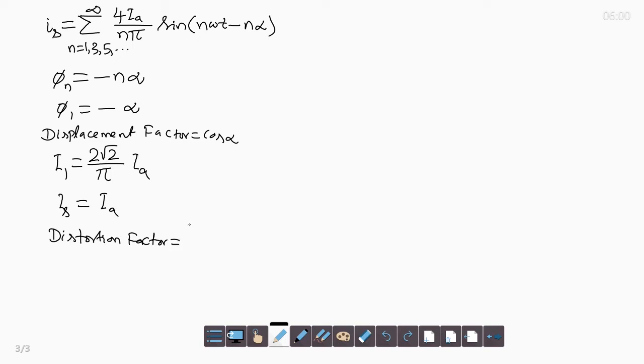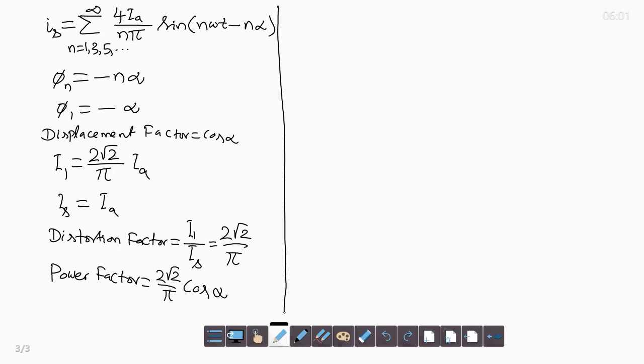Distortion factor is the RMS value of the fundamental component divided by the RMS value of the supply current, I1 by Is. So that is 2 into root 2 by pi. So the power factor, which is the product of displacement factor and distortion factor, is 2 into root 2 by pi cos alpha for the single phase full converter.